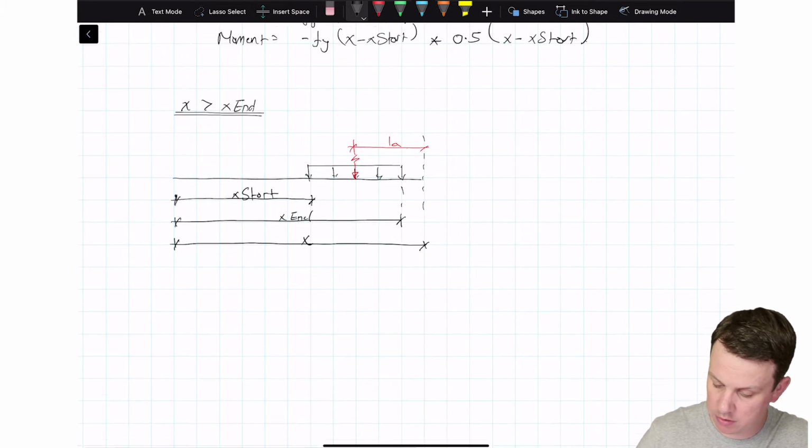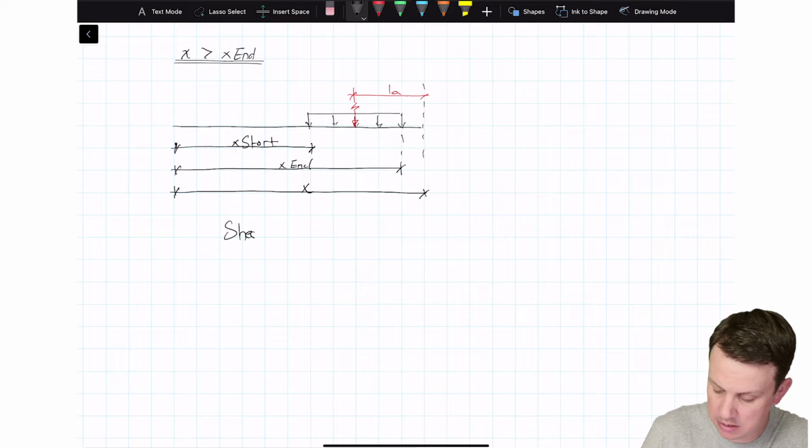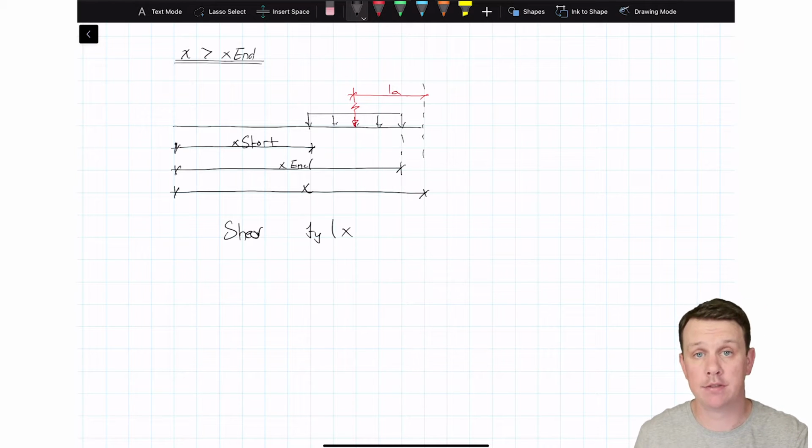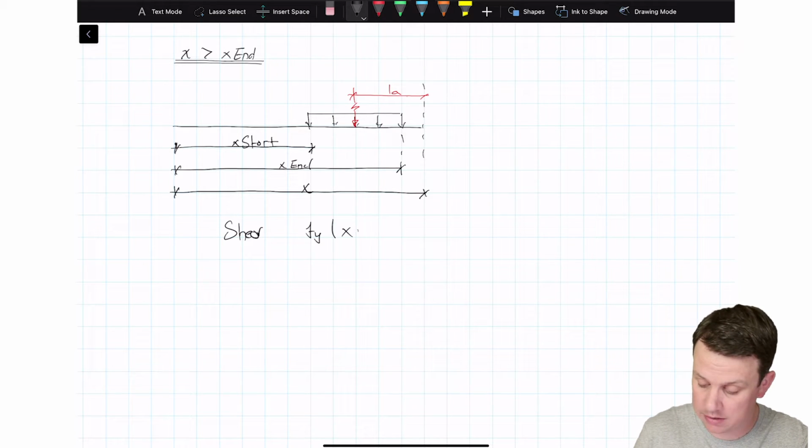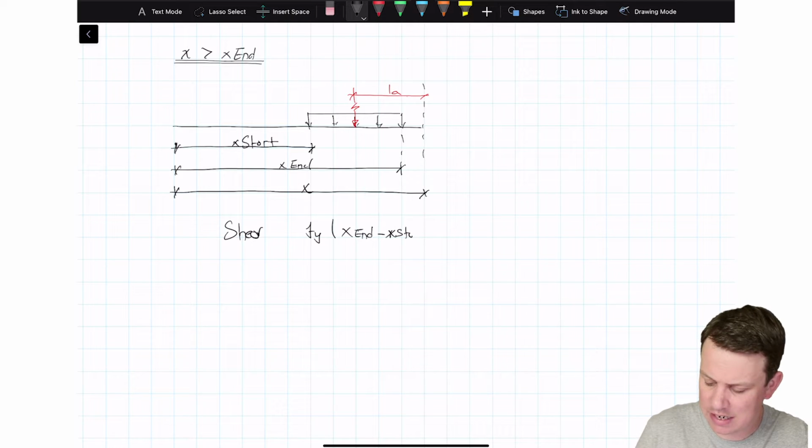All right, what's the shear and moment this time, right? The shear is going to be, again, the force F, what did we call it? We called it Fy, and this time it's the full length over which that force acts, which is the full UDL, so that's going to be x end minus x start. All right, that's your shear.